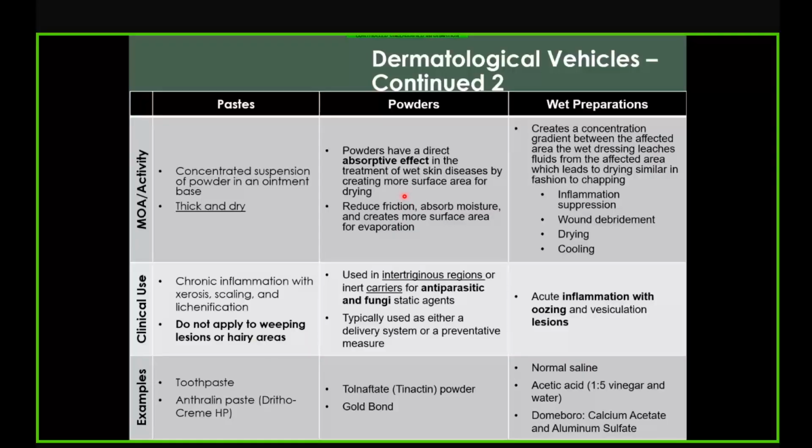Your powders, think about baby powder, things like that. These have that absorptive effect. So if I want something to be dry, I will try to use this. I can also use this to reduce friction. So if you have some people who come in and they're having chafing, right, their thighs, things are rubbing together, you can have them put it on their thighs.